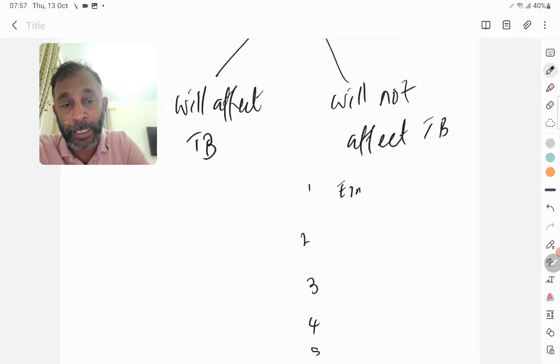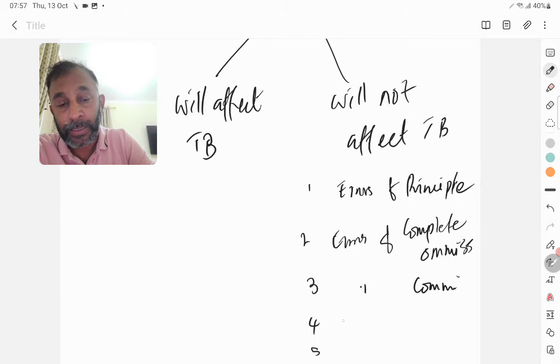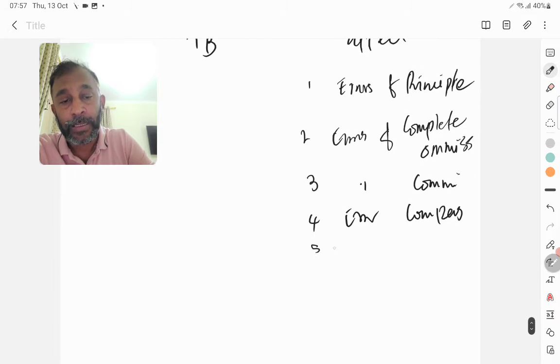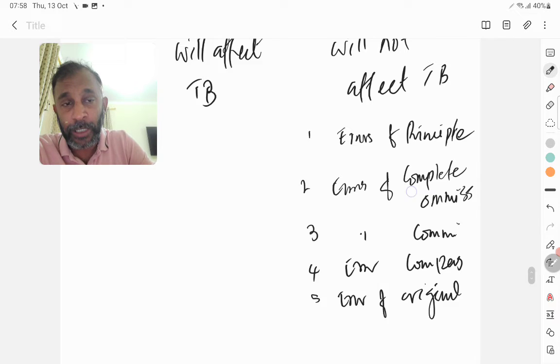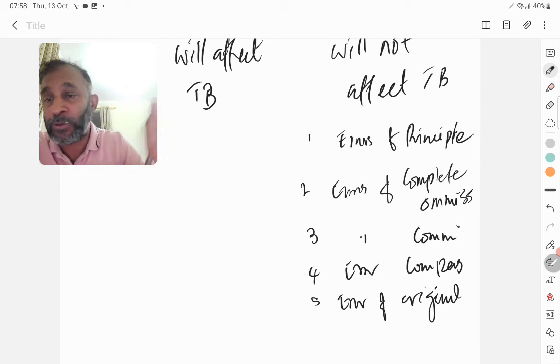So these are errors of principle, and then errors of complete omission, errors of commission, then errors of compensation, then errors of original entry. So there are 5 types of errors. Principle: when it comes to accounting principle, whether you treat something as a fixed asset or an expense. In short, that's one good example.